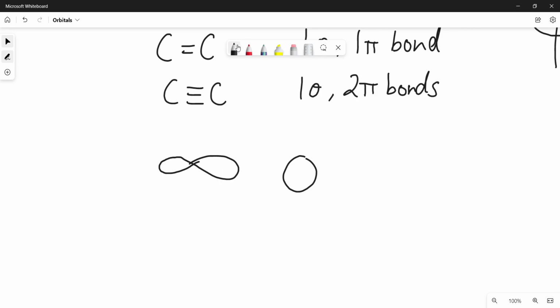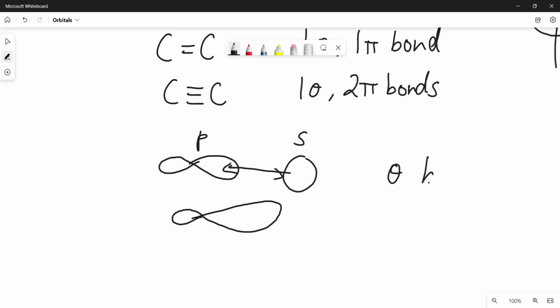And so when they combine like this, when these two combine using a sigma bond, they form what's called a hybridized orbital, and it's just a combined version of them head on. So it's like a bigger version. And this is a P, and this is an S, and these form a sigma bond. And this is the hybridized version. Hybrid orbital. And so that's how sigma bonds are formed.